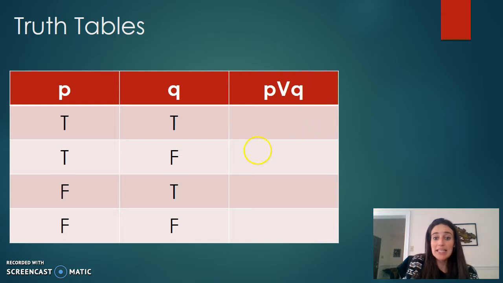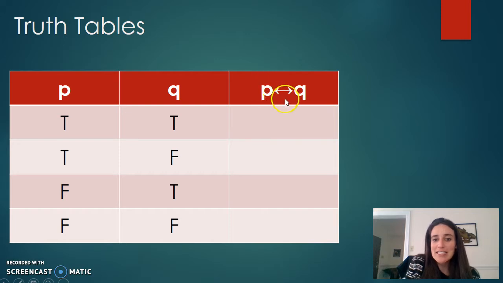Now let's consider P or Q. The statement P or Q is true if either P is true or Q is true. So for this statement, we just need one. We just need one of P or Q to be true. That would happen in row 1, row 2, and row 3, but nothing is true in row 4, so we cannot have a true statement in row 4. But all of the other rows are true because at least one of P or Q is true.